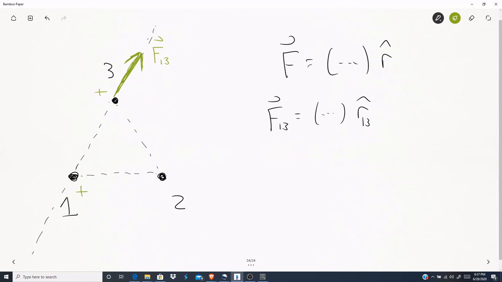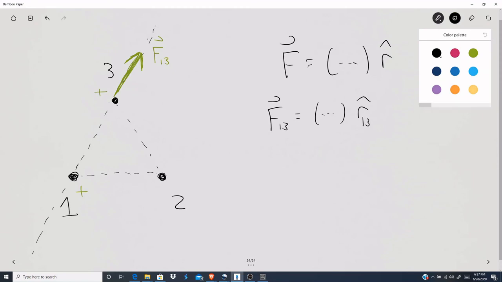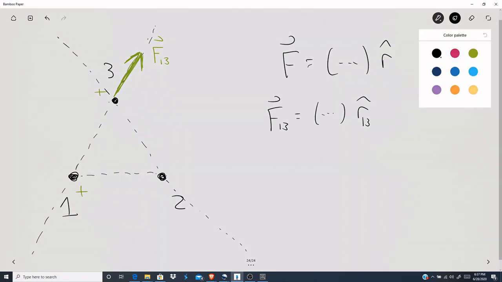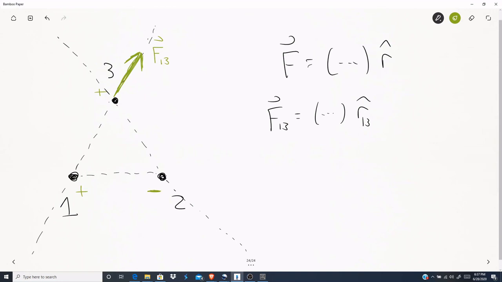Next, we have the force that charge 2 exerts on charge 3. That force is once again going to be directed along the line connecting charge 3 and charge 2, which is this line right here. But in this case, charge 2 is negatively charged. And so the force that charge 2 exerts on charge 3 will be an attractive force. This will try to pull charge 3 towards charge 2.